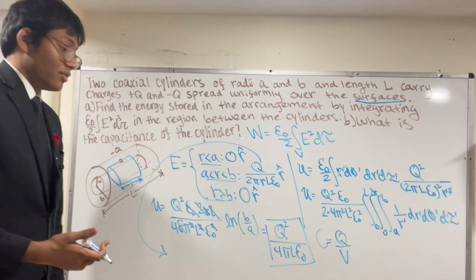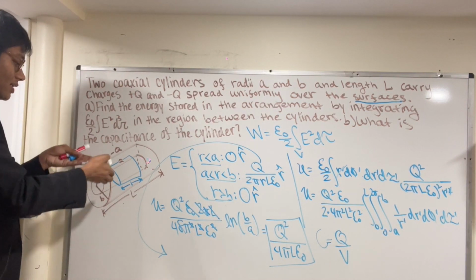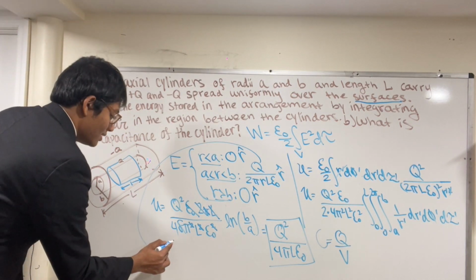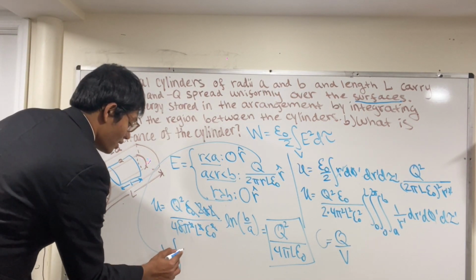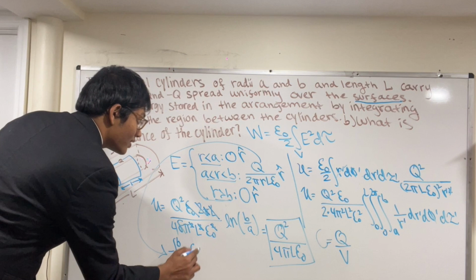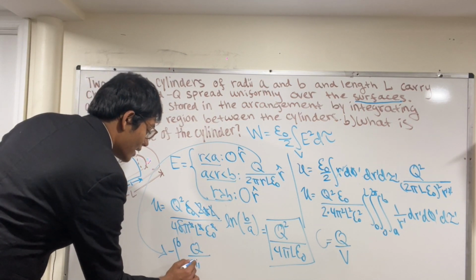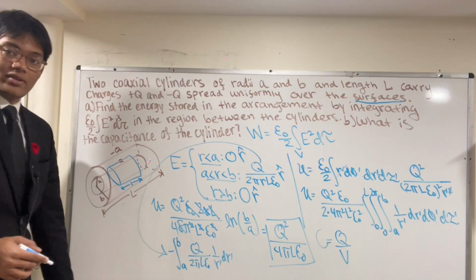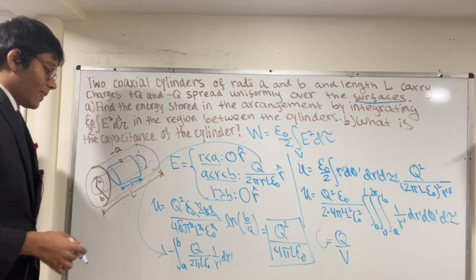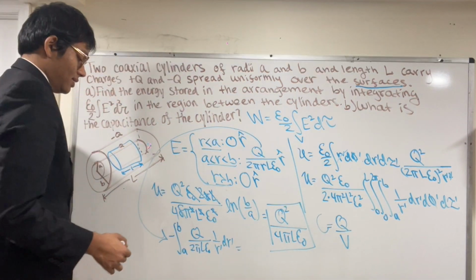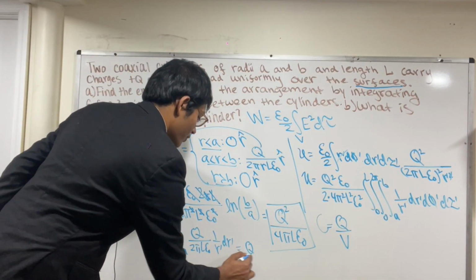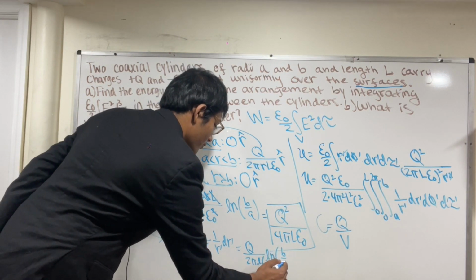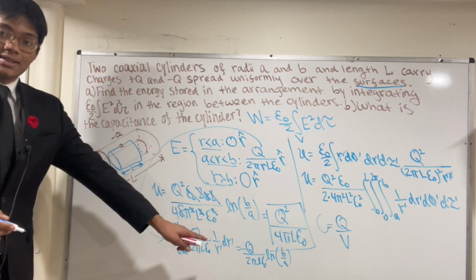We're integrating from the inner radius to the outer radius. So this is going to be minus the integral from a to b of q over 2 pi L epsilon naught times 1 over r dr. Let's put primes on these variables since we're integrating over them. So this is going to simply be q over 2 pi L epsilon naught times ln of b over a. Don't forget your minus sign over there.